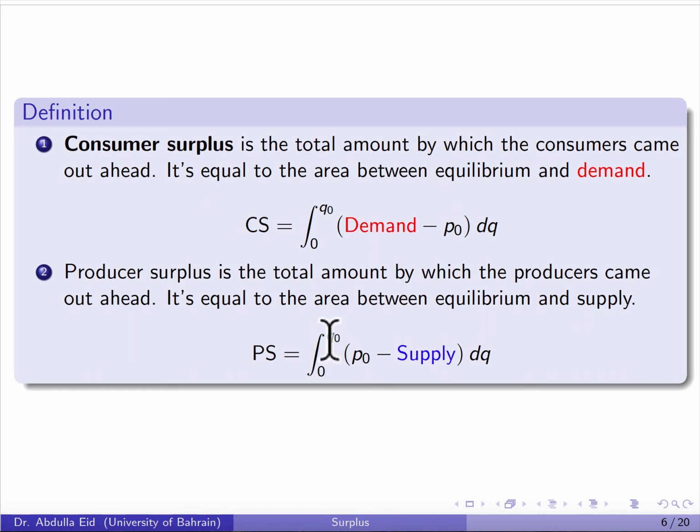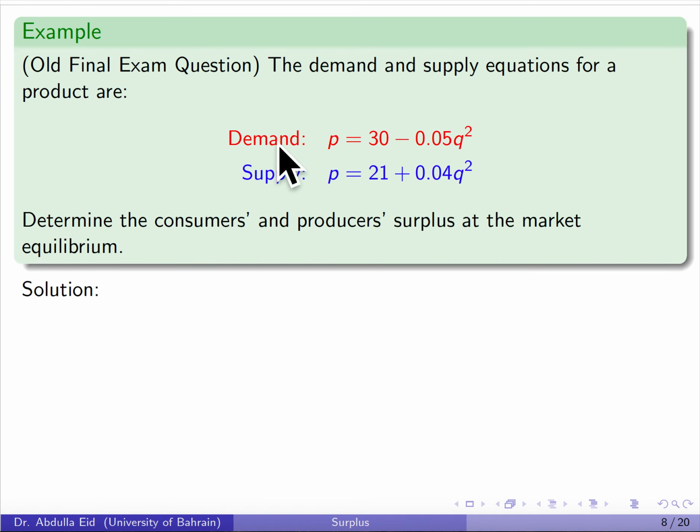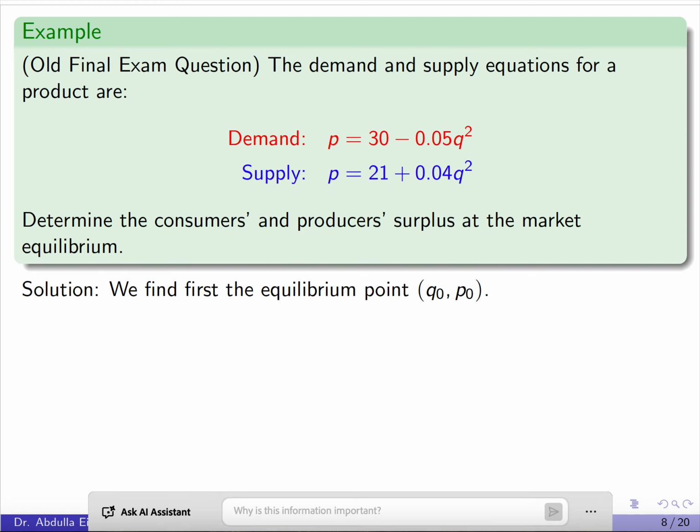Now we will go through many other examples where we apply the formula for the consumer surplus and the producer surplus. So let's see this example. We have two functions, the demand function and the supply function. Both of them are quadratic equations. First things first, we need to find the equilibrium point.